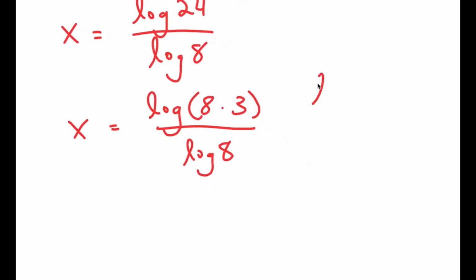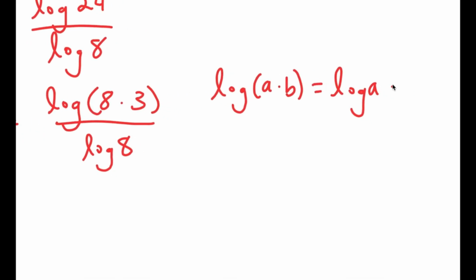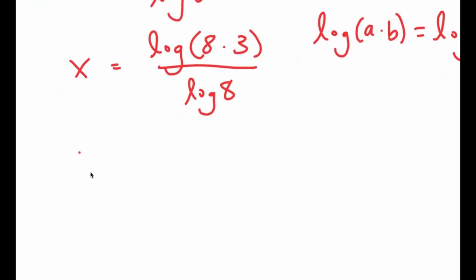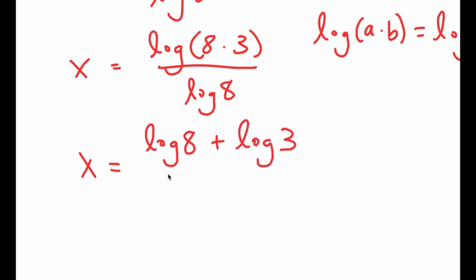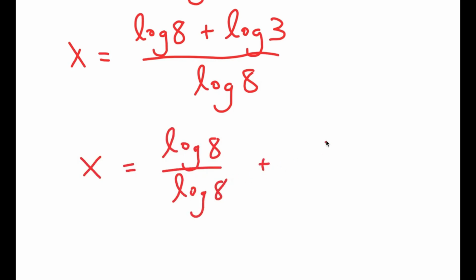Now, if I have something in the form log of a times b, this is equal to log a plus log b. So log of 8 times 3 is equal to log of 8 plus log of 3. And we have this over log of 8. So now this turns to log 8 over log 8 plus log 3 over log 8.